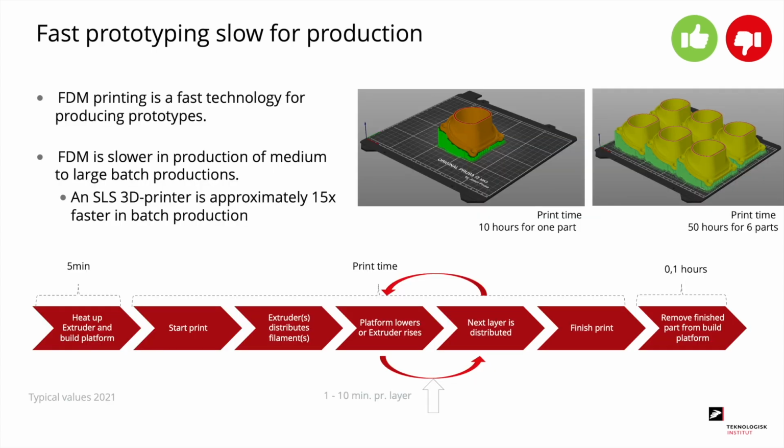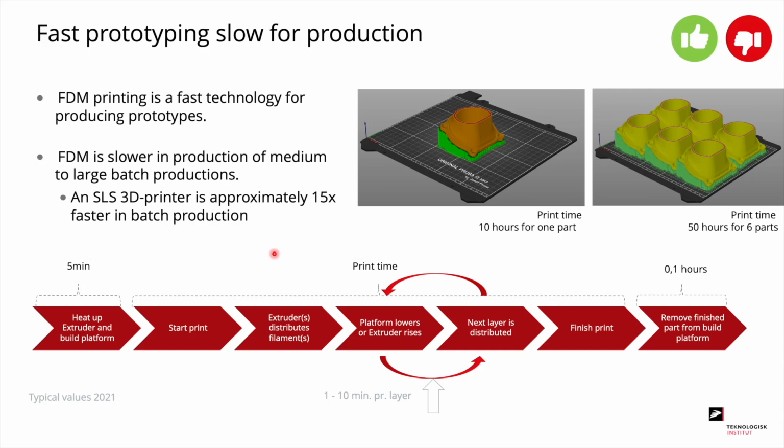If we look closer at prototyping versus production, in this example, this part will take around 10 hours for printing one part. If you instead want to print 6 parts at full build plate, it will take around 50 hours. This is almost a linear increase in time when you increase the number of parts. This confirms that FDM printing is great for rapid prototyping, but quite slow for medium to large batch production.